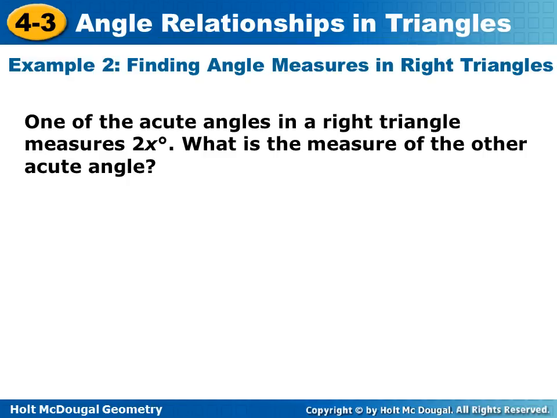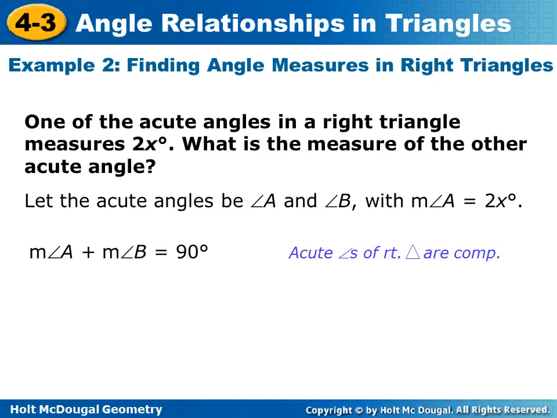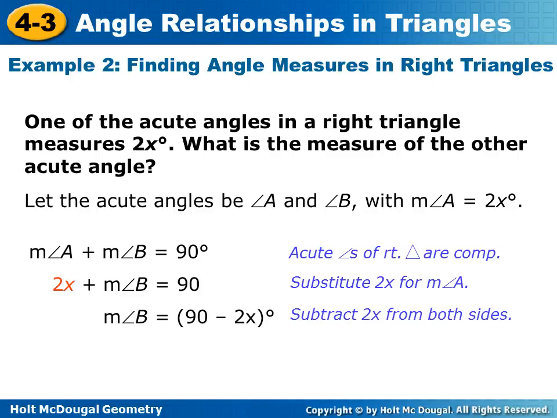Here's an example. One of the acute angles in a right triangle measures 2x. What is the measure of the other acute angle? We want to let the acute angles be angle A and angle B, with A equal to 2x. The acute angles of a right triangle are complementary, so A plus B must equal 90. Put 2x in for the measure of angle A, and subtract 2x from both sides. Notice that you do not get a numerical answer here, but we get an expression instead.